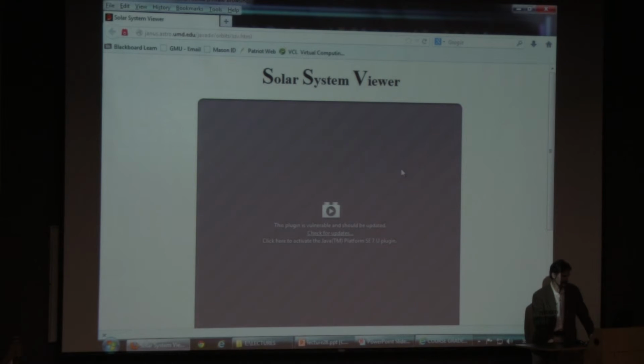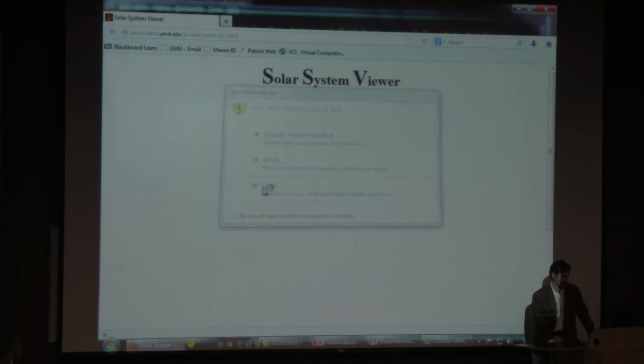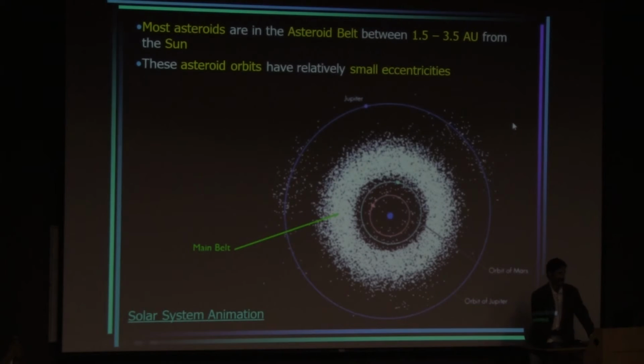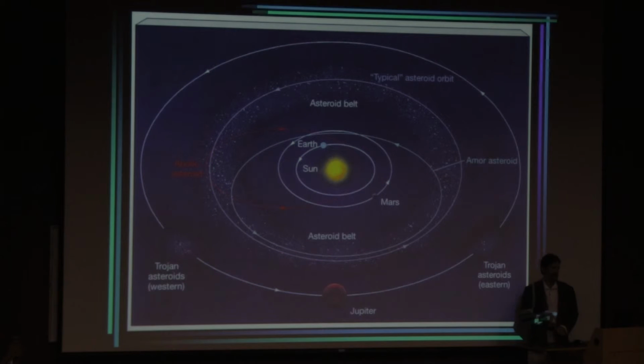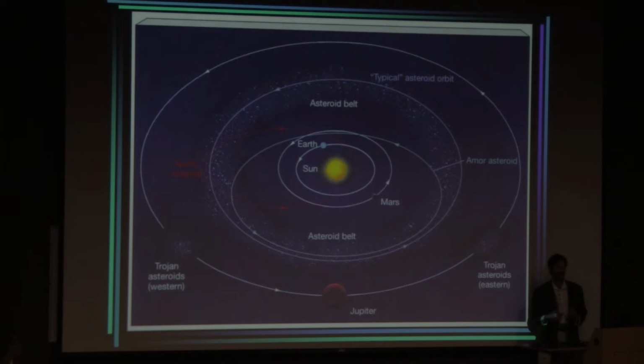Okay, well, looks like this isn't going to work. I had shown this earlier in the semester, so I have no idea why it is not going to cooperate. But anyway, what we would see is basically an animated version of this thing with those asteroids moving around the sun.